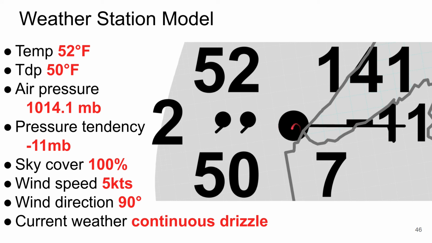Sky cover is 100%. Wind speed is 5 knots because it's just got a little half bar in the middle of the shaft. Wind direction, it's 90 degrees. It's coming from the east, flowing to the west. And the current weather, this little symbol is continuous drizzle.